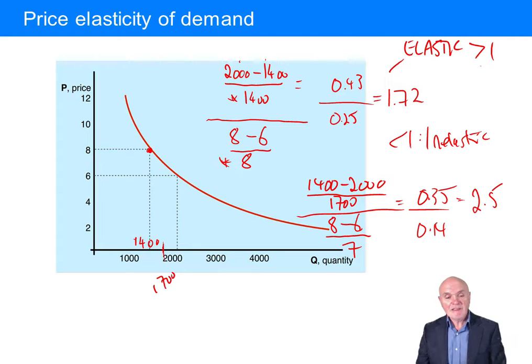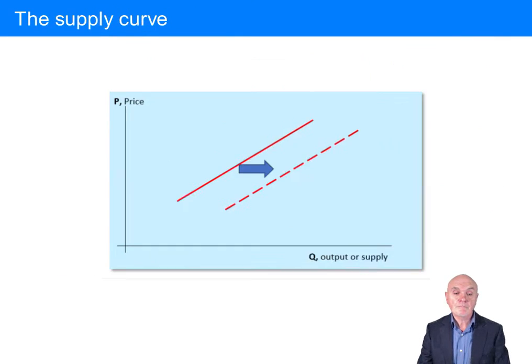Okay, that's the price elasticity of demand. Remember, proportional change in quantity divided by proportional change in price. But there are two ways of calculating it, either using the starting point for both quantity and price, or using the midpoint, which is the arc elasticity of demand.